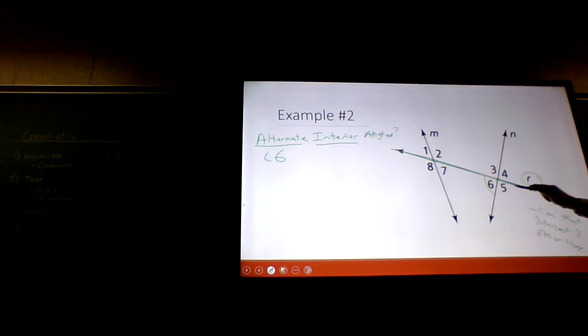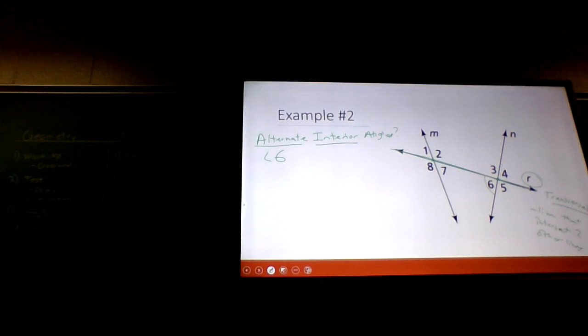So it can't be 5, it can't be 7, and it can't be 8, right? Because those are all on the same side of the transversal. So it has to be either 1, 2, 3, or 4. It can't be 4 because Anthony already mentioned that's a vertical angle. We've already talked about vertical angles, and it can't be 3. Guess why it can't be 3? Guess what 3 is called with relationship to 6? It's called a linear pair. Do you remember us talking about linear pairs? Yeah. So it's not 3 or 4. It's either 1 or 2.